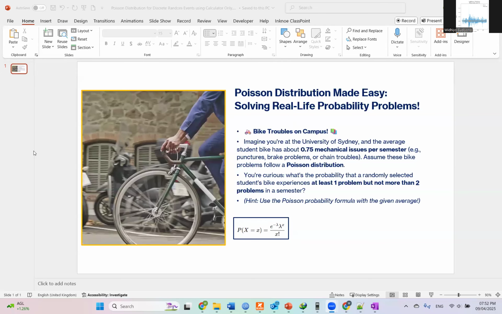Okay, hello everyone. Today we are going to solve a case about a Poisson distribution. This one is for the discrete one.